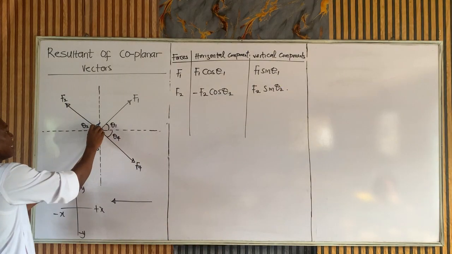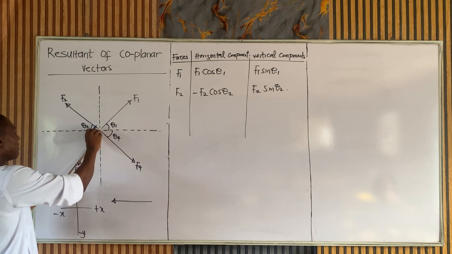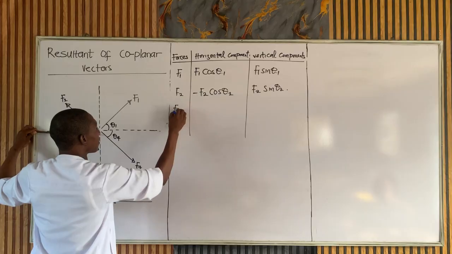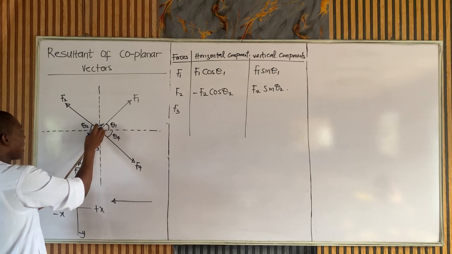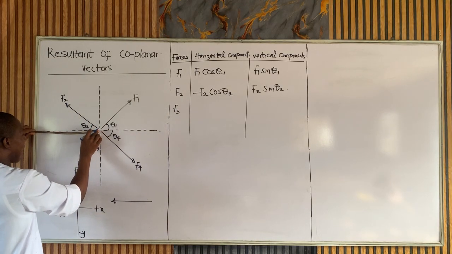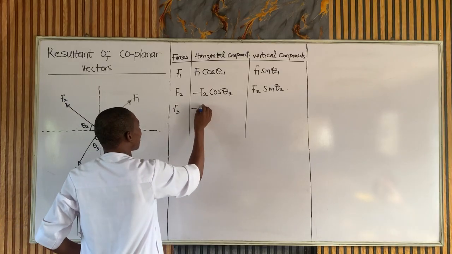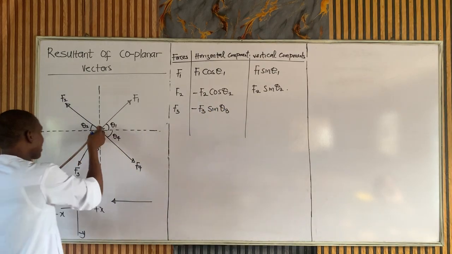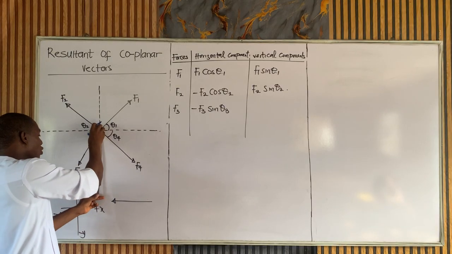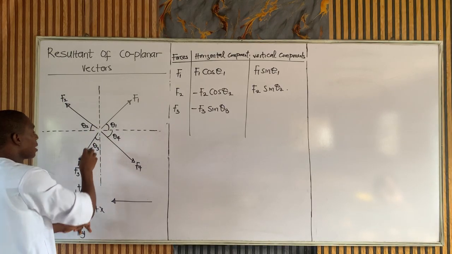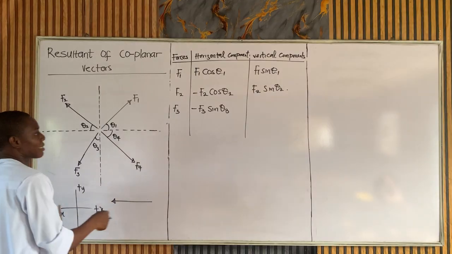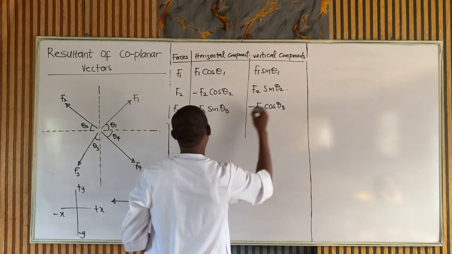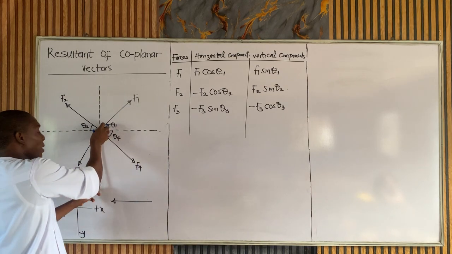Now, let's take our F3. Let's resolve this F3 horizontally. If I resolve it to the horizontal, it's going to be negative likewise. But is it going to be sine or cos? Well, I'm resolving it to the axis where the angle does not lie, so it's going to be sine. That's minus F3 sine theta 3. Now let's resolve it to the vertical. If we resolve it to the vertical, it's going to be pointing downward. That's also negative because this is the negative y axis. So it's going to be minus F3, but this time cos theta 3. Why? Because I'm resolving it to the axis where the angle lies.